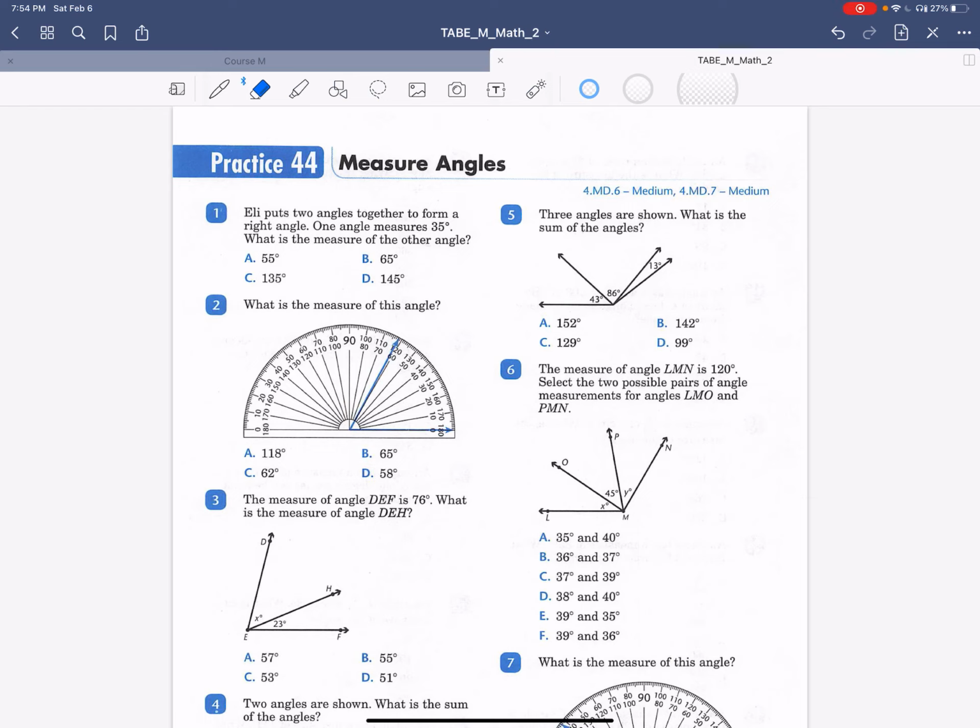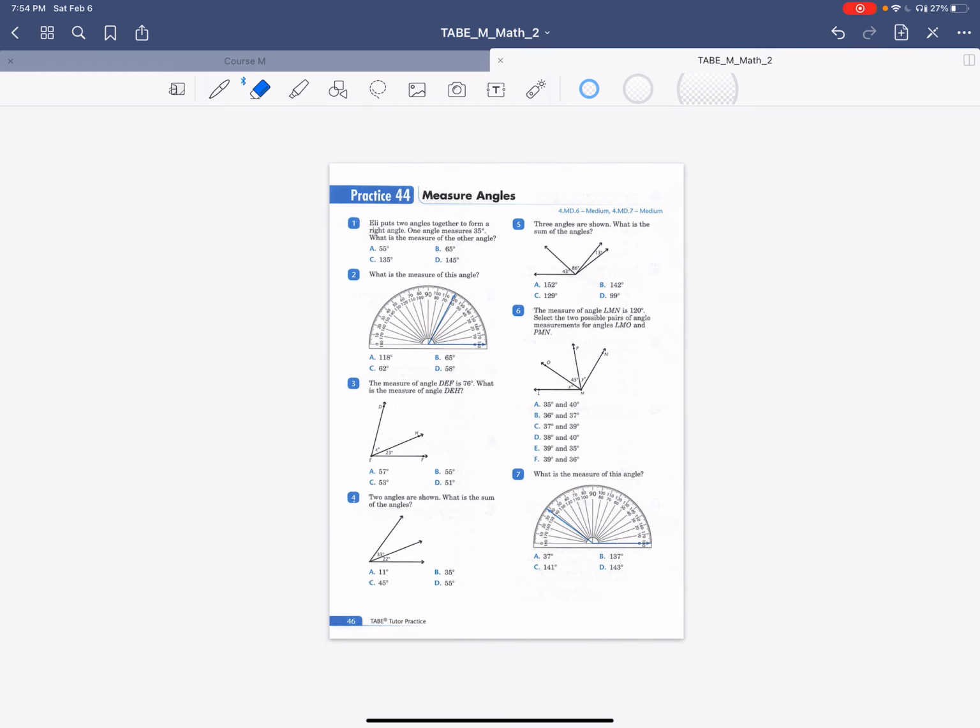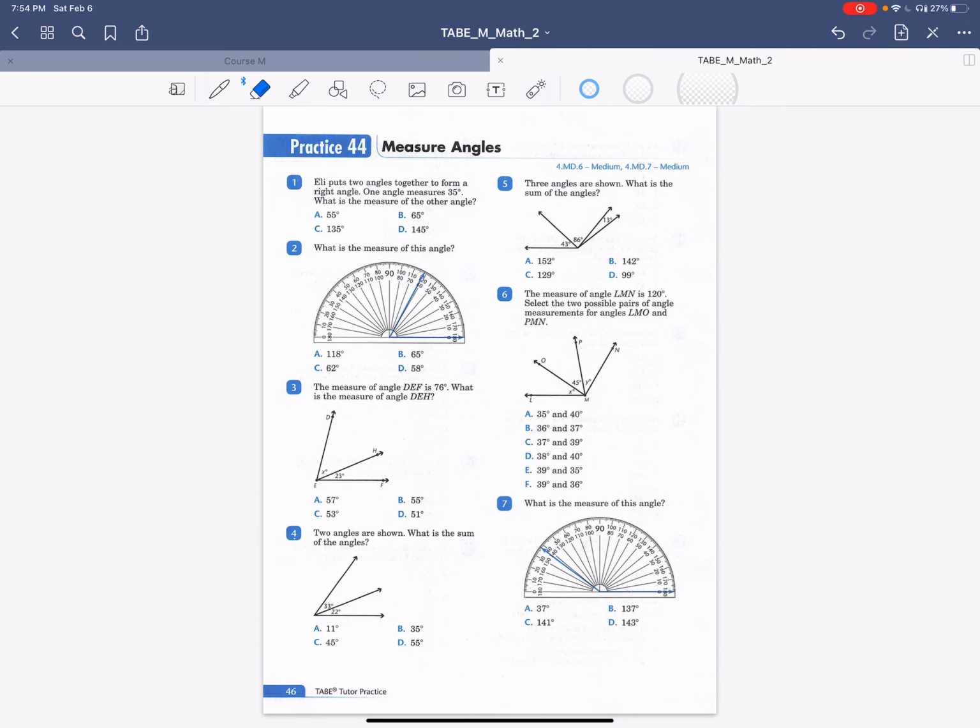Hello there, and welcome back for practice 44. This is on page 46 of your TABE workbook. And in this one, we are looking at angles, specifically measuring angles.